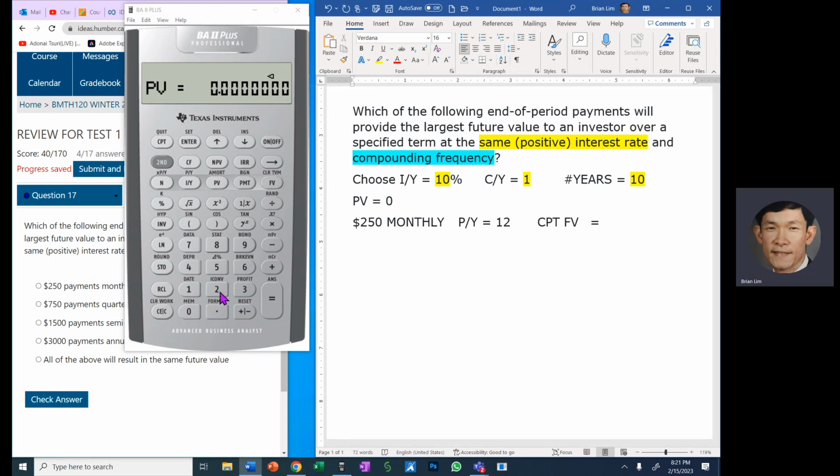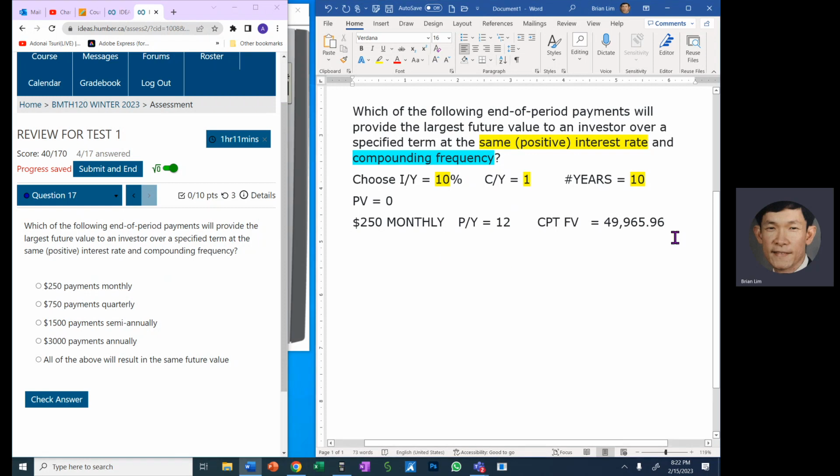And the payment is 250. So 250, let's put it in as a negative payment. And we're always computing the future value. And this works out to be, okay, so we round to the nearest cent, $49,965.96.